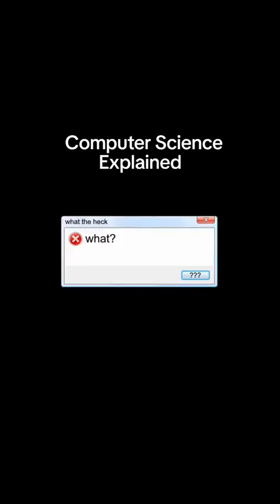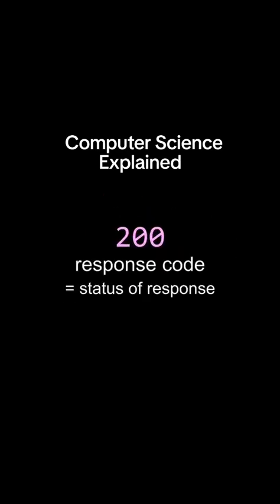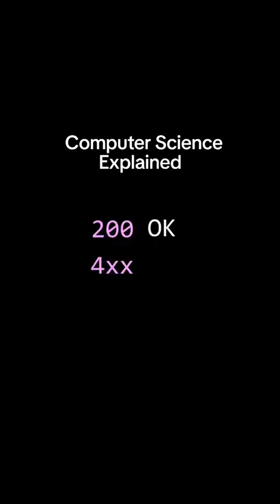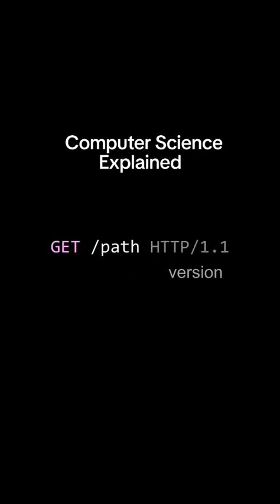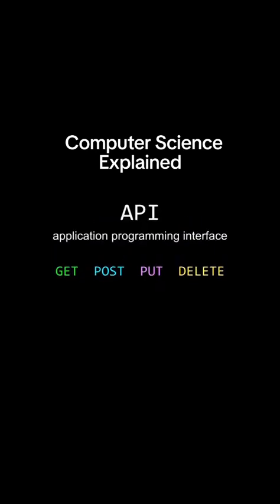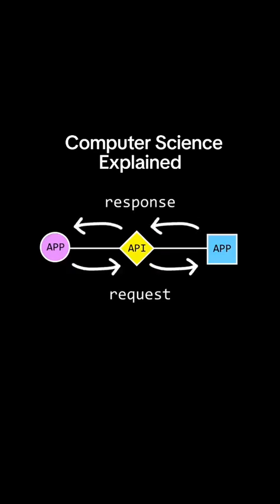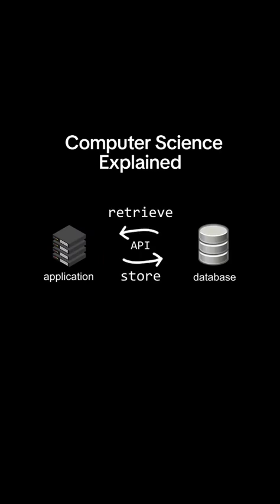But sometimes things can go wrong. With every HTTP response comes a response code, which carries information about the status of the response. For example, 200 means OK, and anything starting with 4 is an error, the most famous one being 404 page not found. HTTP requests can carry different methods, for example GET, POST, PUT, and DELETE, so retrieve, add, update, and delete information. These are often used by application programming interfaces, which connect two applications and allow them to interact with each other, for example store and retrieve data from a database.